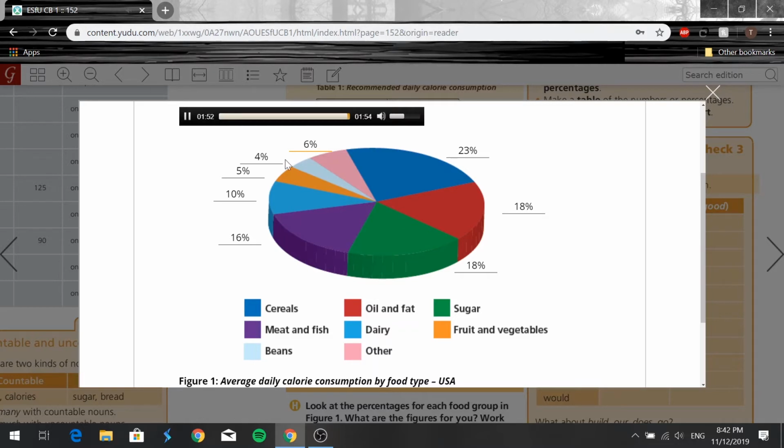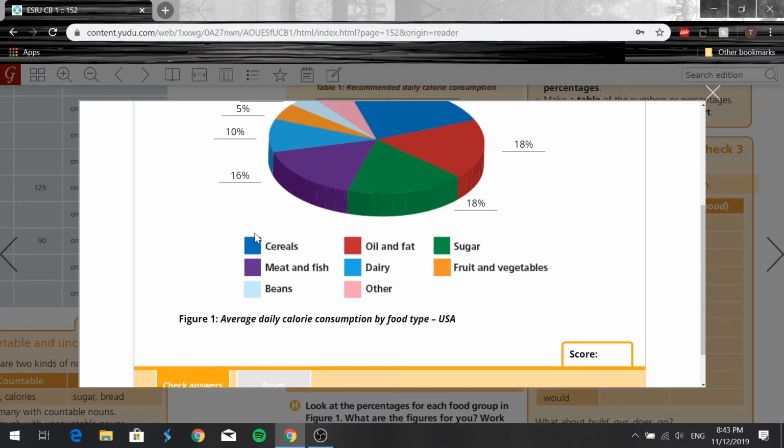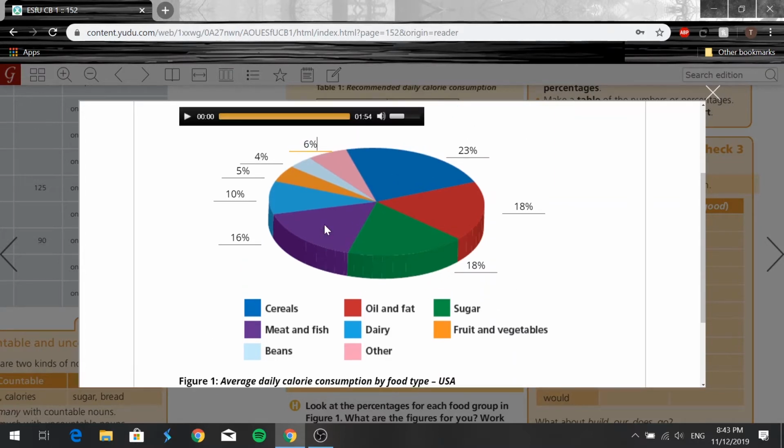Alright, so let me finish this. These were the different kinds of foods and the percentage of the average daily calorie consumption in the USA. People get most of their energy from cereals, around 23%. By the way, that is the whole diet. So what does their diet in a day consist of? Then we have oil and fat, around 18%. Same as sugar, 18%.